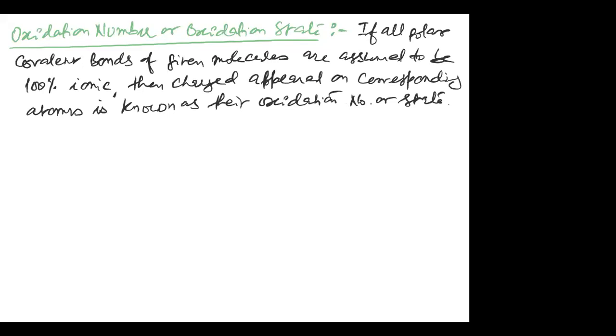So I'm repeating, if all polar covalent bonds of a given molecule are assumed to be 100% ionic, then the charge appeared on the corresponding atom is known as their oxidation number. So the first thing that we have to revise is the meaning of ionic bond, covalent bond, polar covalent bond, non-polar covalent bond. For example, this may be a bond between hydrogen and hydrogen, this may be another bond between hydrogen and chlorine, and this may be another bond between sodium and chlorine.